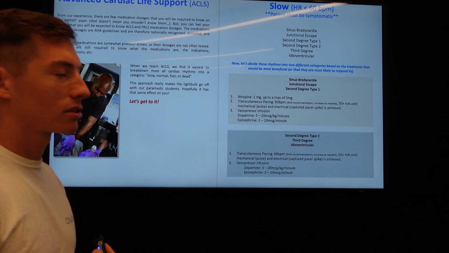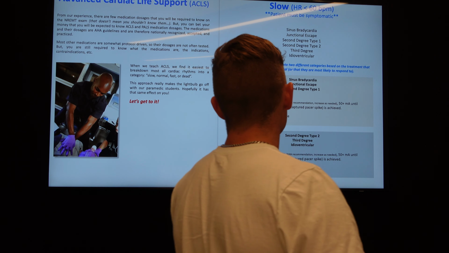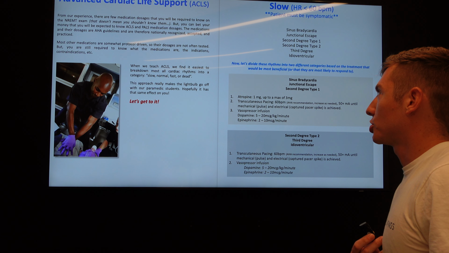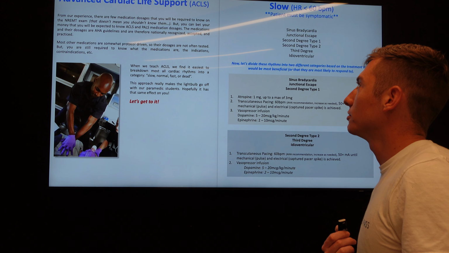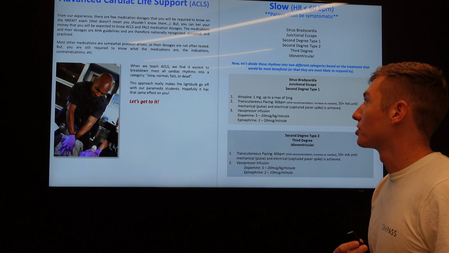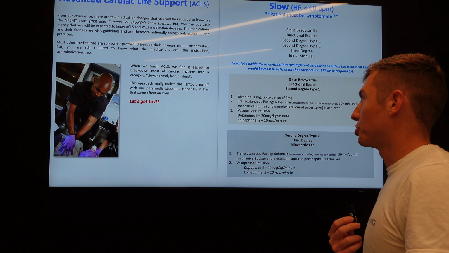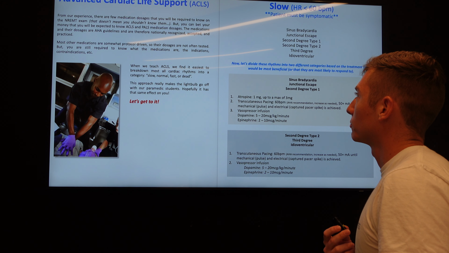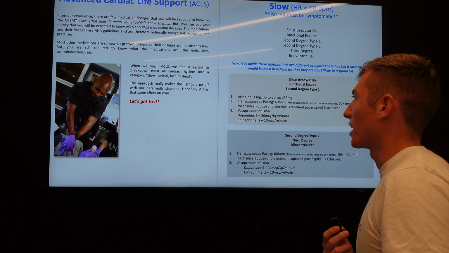Okay, so advanced cardiac life support. I thought I was going to go into more information. There are a few different medication dosages that you're required to know. This is in ACLS and PALS that we talk about this. The medications and their dosages are in the American Heart Association guidelines, therefore nationally recognized and accepted in practice.